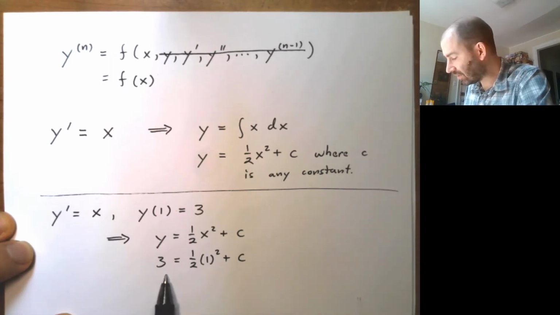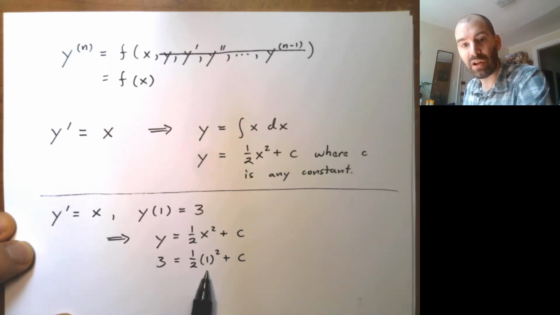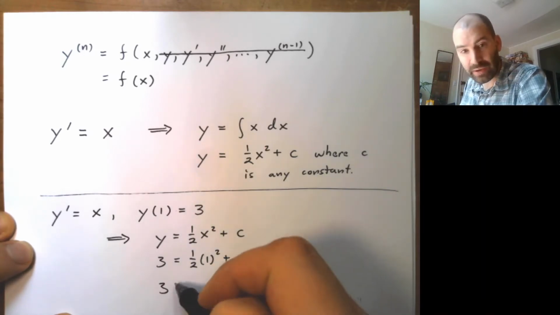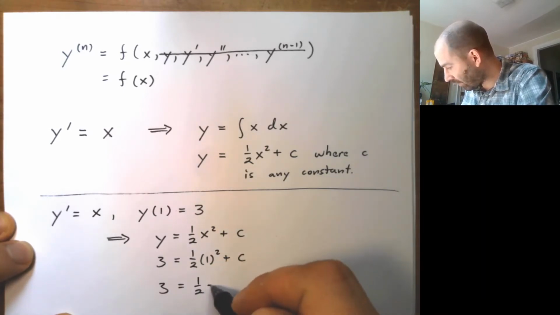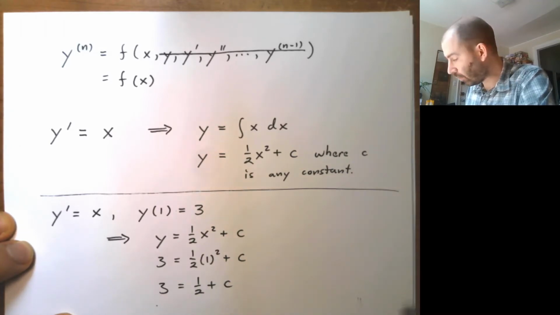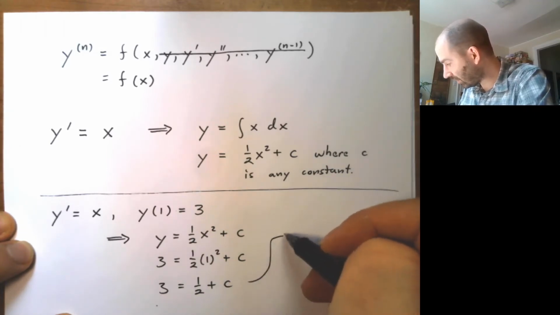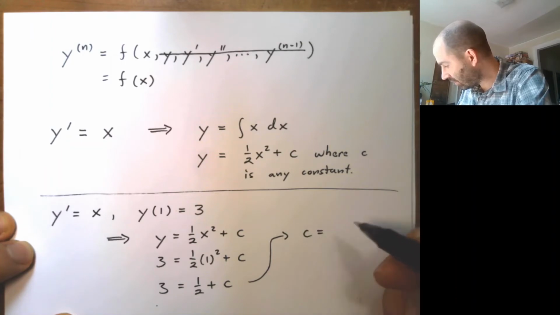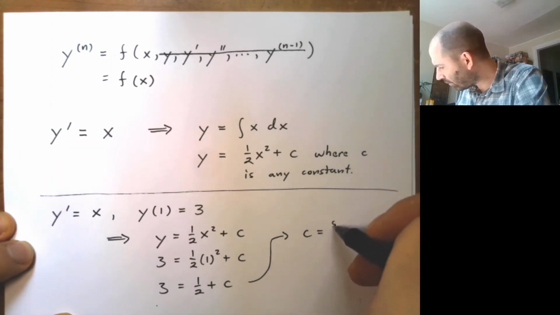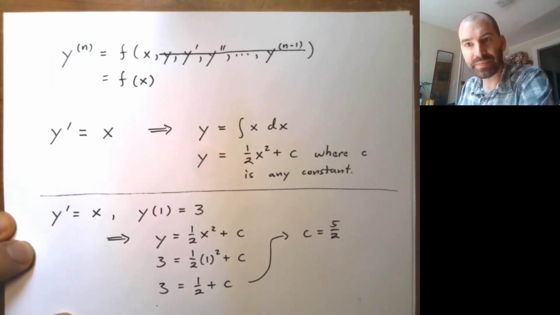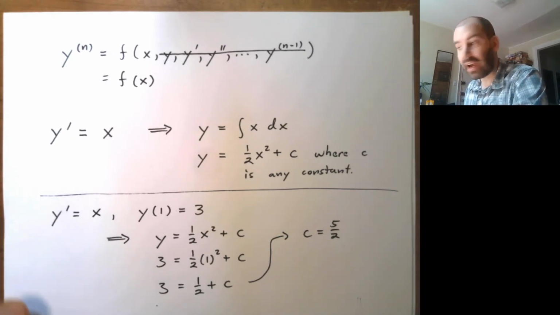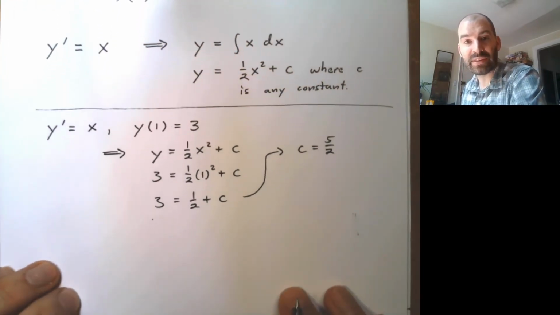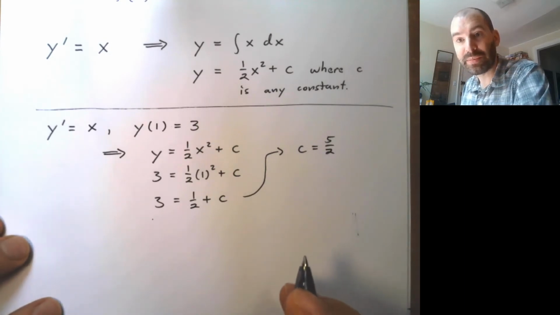Look at this. This is an equation that I can solve for c, right? This is 3 equals 1/2 plus c. So subtracting 1/2 from both sides tells me that c is equal to 5/2. And so in this particular case, I've solved for the constant. So I can write down my solution in a more specific form.